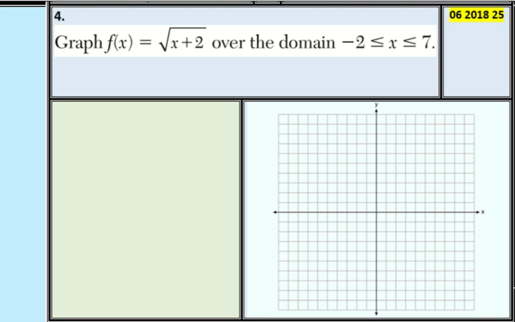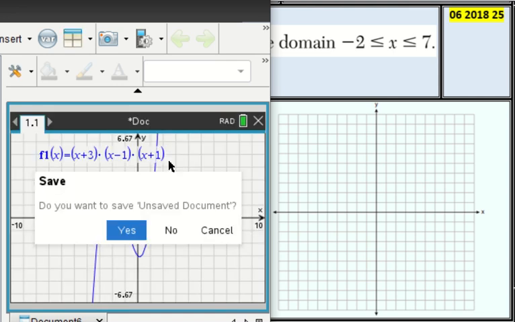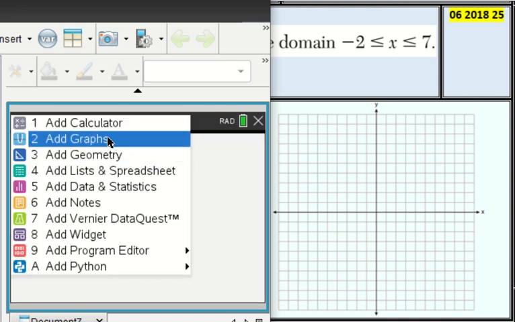Okay, question number 4. Graph f of x equals the square root of the quantity x plus 2 over the domain -2 is less than or equal to x is less than or equal to 7. So we're going to go straight to our TI Nspire graphing calculator, and we're going to put this function into a graph page. So home screen, new doc, say no to drugs, add a graph page.